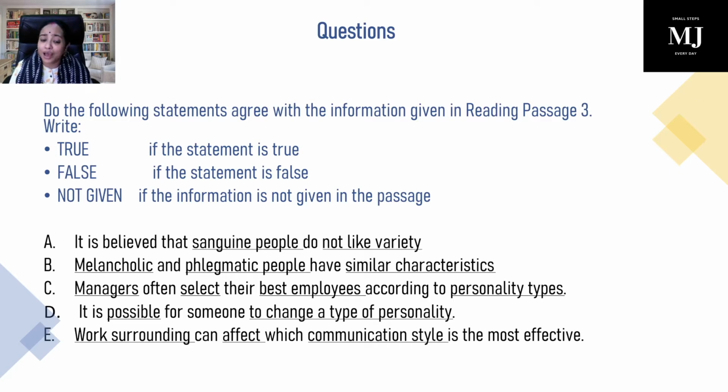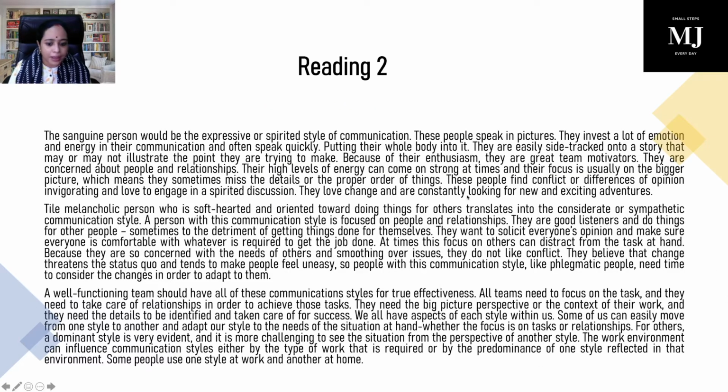Now let's have a look at the third one. Managers often select their best employees according to personality types. So managers, what do they do? They select. Who do they select? Best employees according to what? Personality types. These are my keywords. So let's first find the first keyword, managers. Let's go back. Managers.